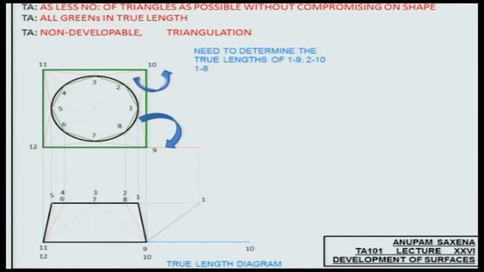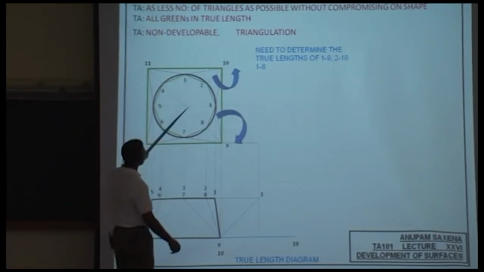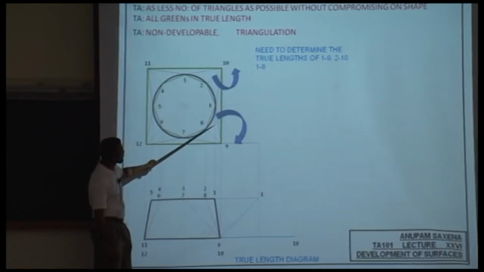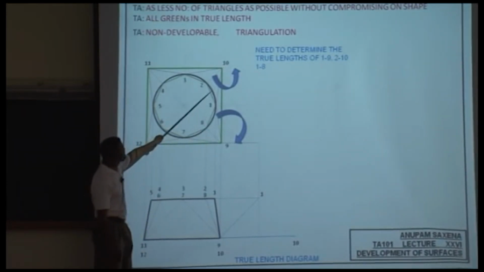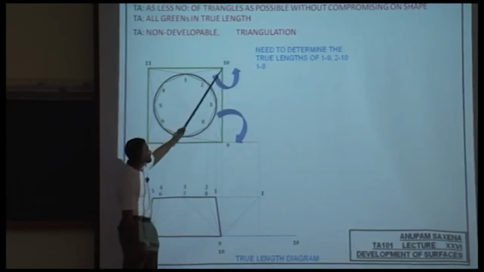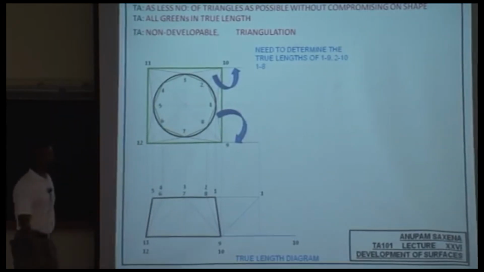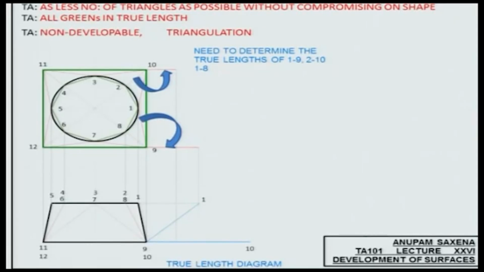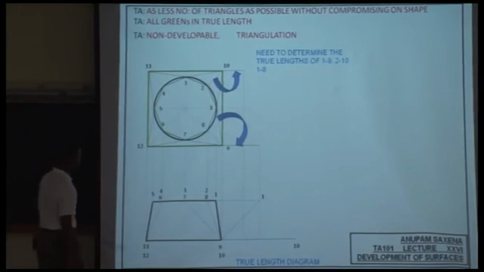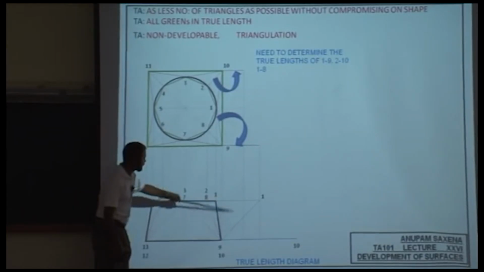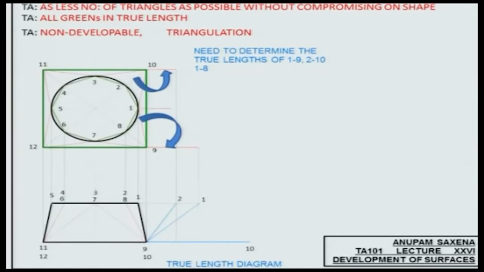To get the true length of 2, 10, I would rotate 2, 10 so that it becomes horizontal. So this guy here, I have rotated it about vertex 9. This guy here, I would rotate it about vertex 10. So 2, 10 becomes horizontal. I'll take that projection down, and 2 is here. So this guy here, that would be my true length, 2, 10.